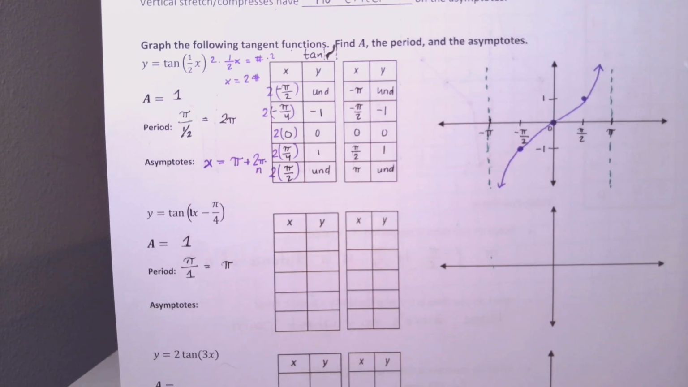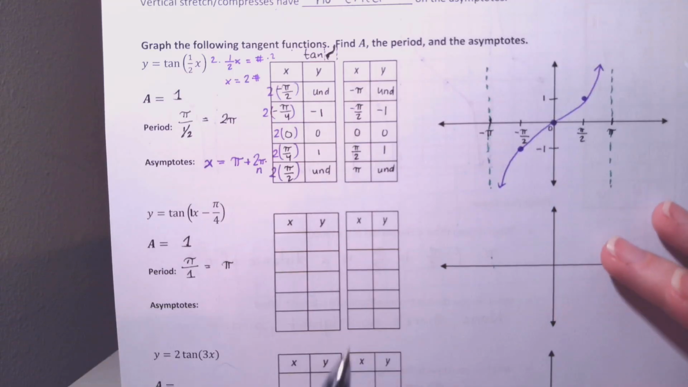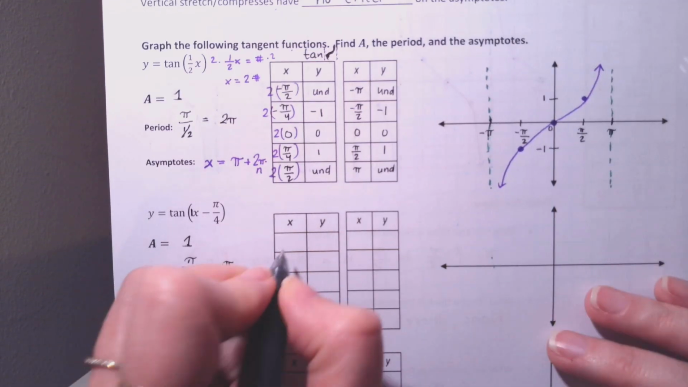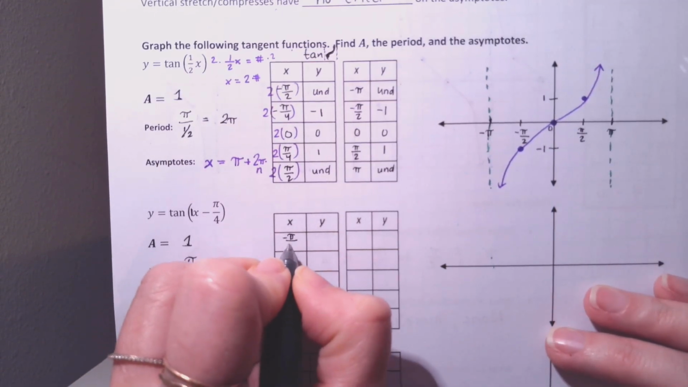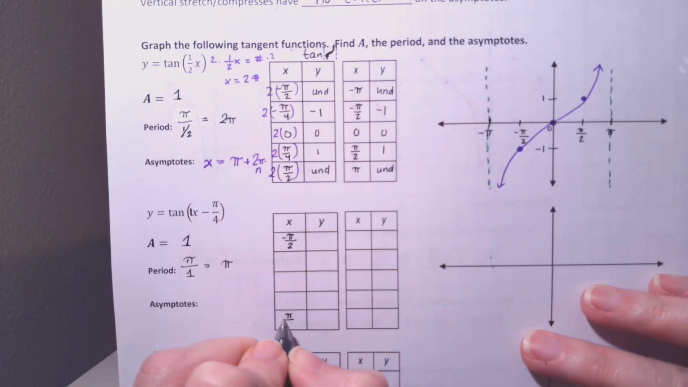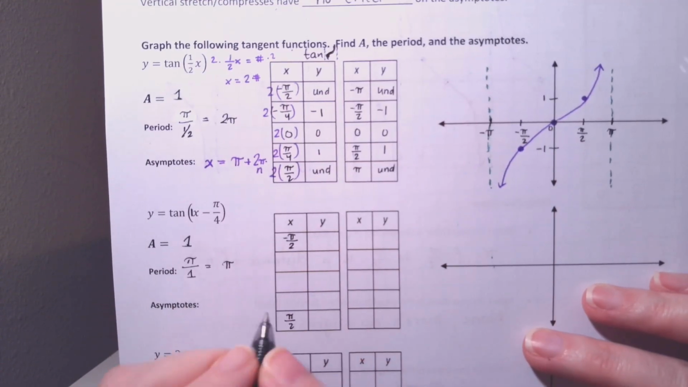And then we'll come back and fill in our asymptotes in a second. Again, I'm going to start by filling in my x's and y's from the parent function. It goes from negative pi over 2 to pi over 2, counting by intervals of pi over 4.